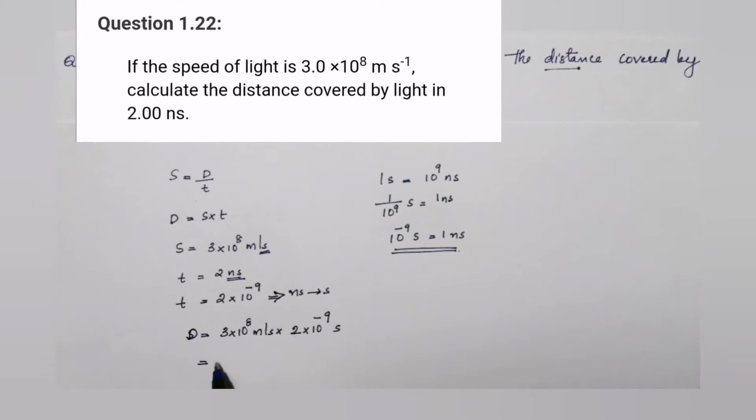Solving this, 3 into 2 is 6 into 10 power 8 into 10 power minus 9 gives us 10 power minus 1 meter. So this is the distance covered by the light in 2.0 nanosecond with the speed 3 into 10 power 8 meter per second. Let's move ahead with the next question.